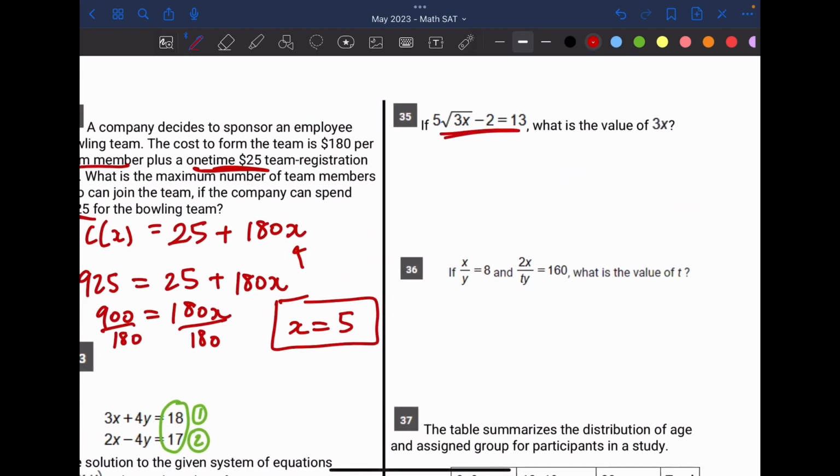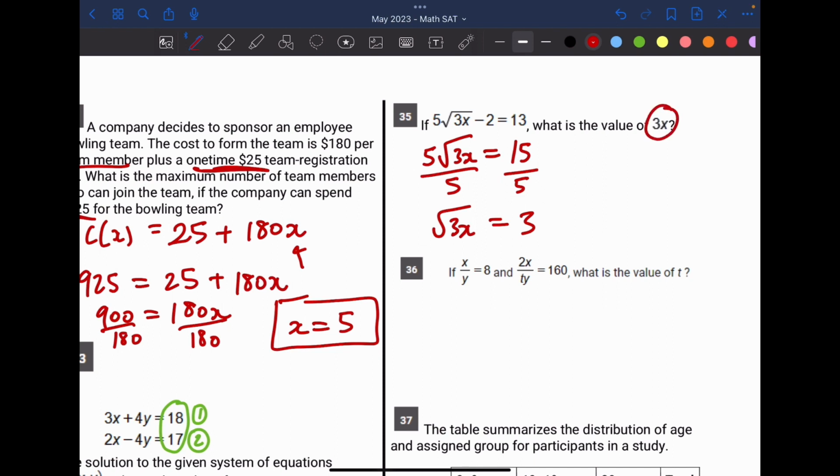If this is that, what is the value of 3x? So basically, solve for 3x. Over here you have 5 root 3x minus 2 equals 13. If you add 2 to both sides, this will be equal to 15, because the minus 2 goes away, and then plus 2: 13 plus 2 is 15. After that, divide both sides by 5. So you get the square root of 3x is equal to 15 divided by 5, which is 3.